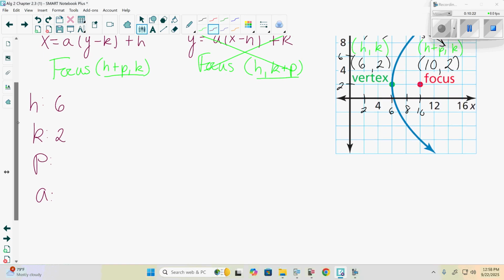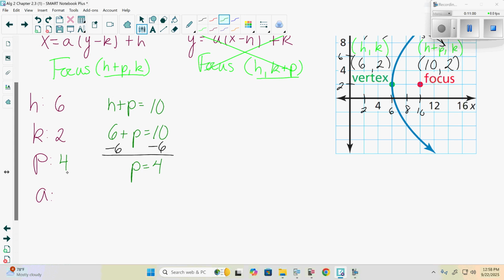We don't know what the value of p is yet, but I do know that h plus p is 10. So whatever p is, when we add it to h, we should get 10, because h plus p, the point of the focus, is 10. But what's our value of h? So we're saying 6 plus whatever p is should give us 10. Well, I can subtract 6 from both sides, telling me that p is 4.